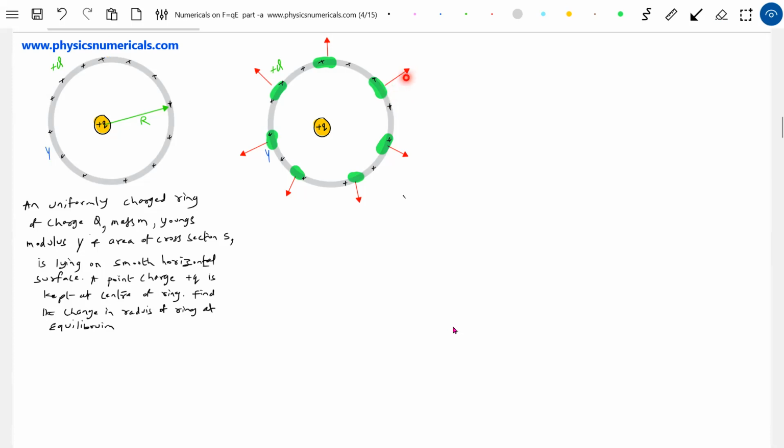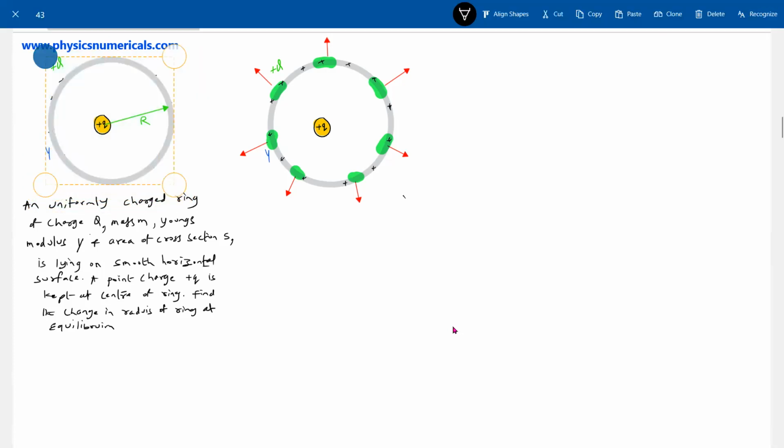Then as it expands, as the ring has elasticity, elastic restoring forces will come. The elastic restoring forces should oppose the deformation. So elastic restoring forces will act tangential to the element. Let me show that diagram here.